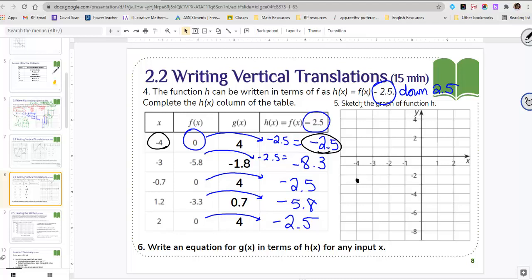-3, -8.3, -0.7, -2.5. And so we're following the same shape of the graph. All we've done is translate it.